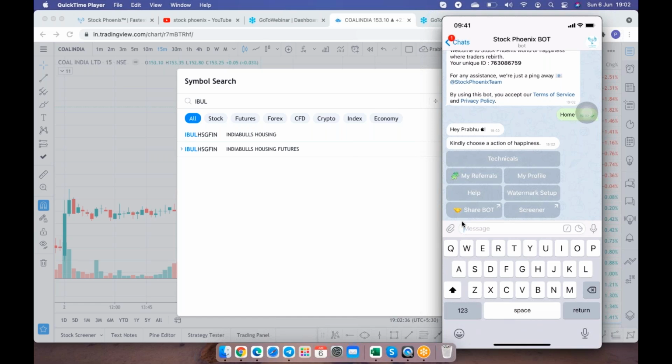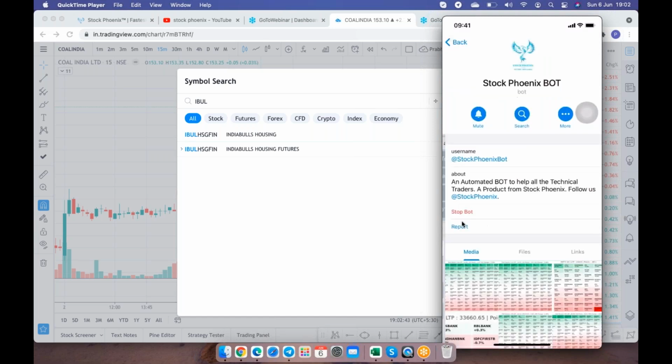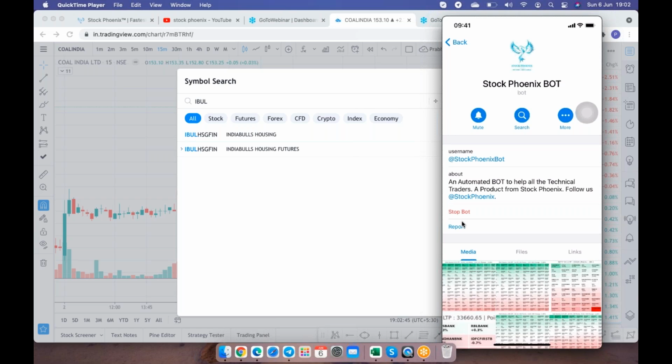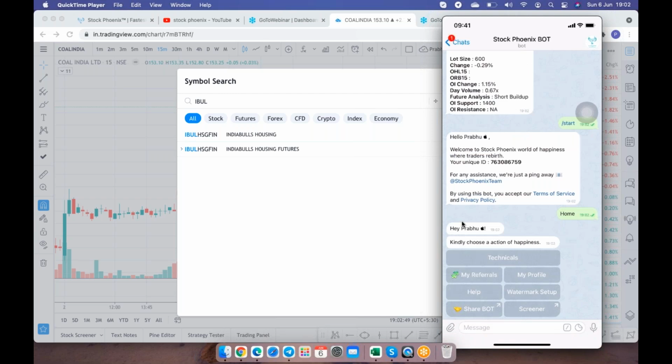I hope this is pretty useful. If you have any doubts or any problem accessing the bot, you can always text us at the StockFinix team, which comes over here. They will be able to help you out with all the required information.